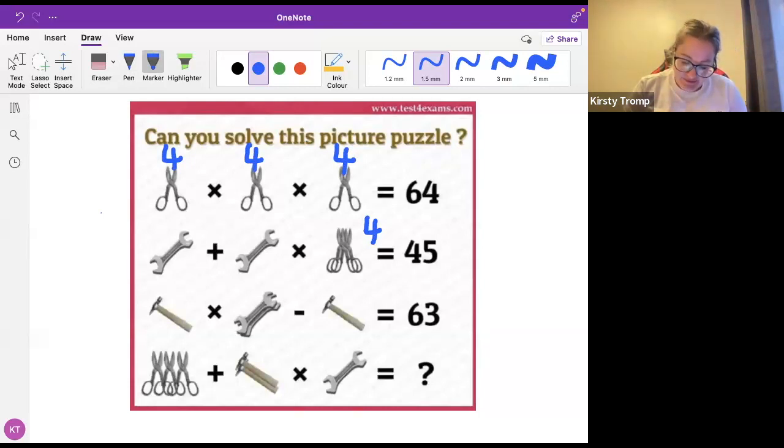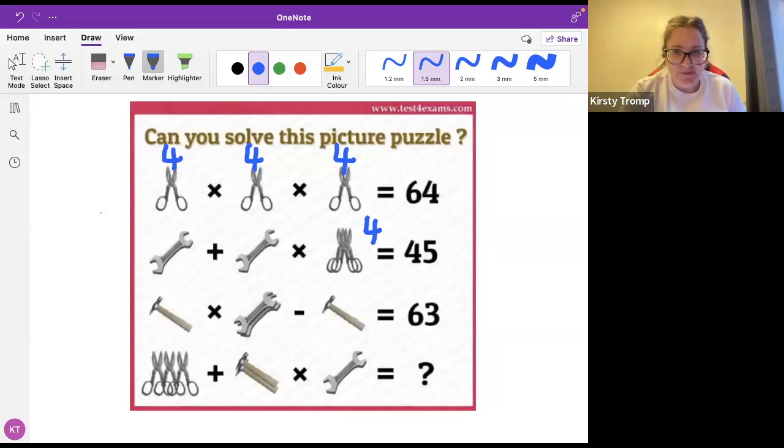Yes, ma'am. Okay, so now I've got 2 of the wrenches times by the scissors equals 45. All right. Yes, ma'am. You think that will help you out a little bit more? Yes, ma'am. Okay, come and check in with me again on Wednesday, because on Wednesday we're going to do the answer, okay? Okay, ma'am. Okay, I'll see you on Wednesday. Thank you, ma'am. You're welcome.